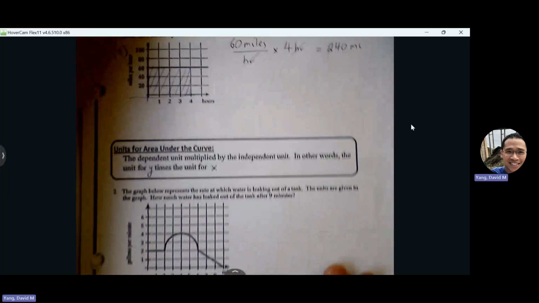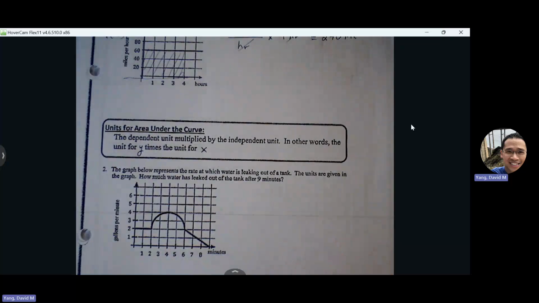So the graph below represents the rate at which water is leaking out of the tank. The units are given in the graph. So we have gallons per minute. This is the rate at which water is leaking out. So it was 2 gallons per minute, and then it rises up to 4 gallons per minute, and then it goes down to 2 gallons a minute, and eventually it's going to stop.